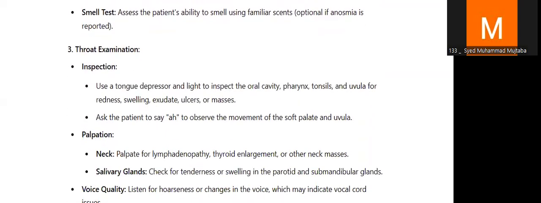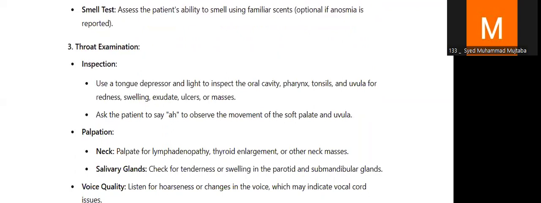Now, lastly, we come to the throat examination. The throat examination can reveal several factors such as salivary gland obstruction, which can be in the form of a salivary gland stone, as well as we palpate the neck to check for any thyroid enlargement. Using the tongue depressor, we visualize the center. We notice if there is any hypertrophy of the tonsils or any membrane on it.